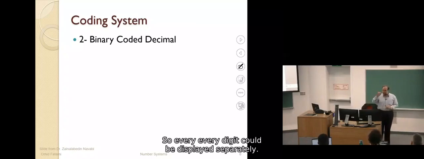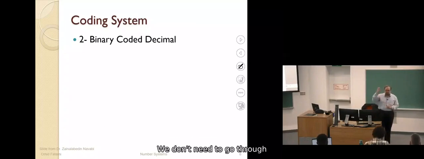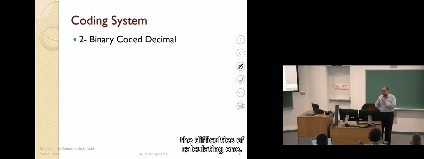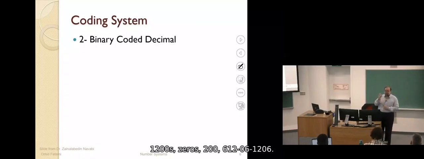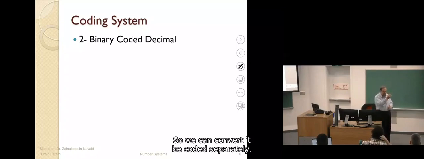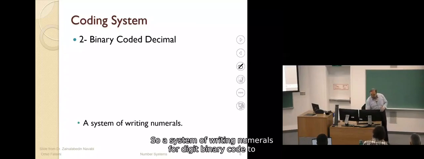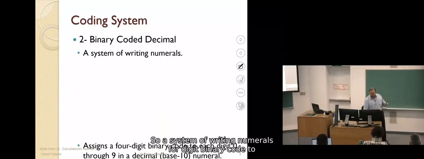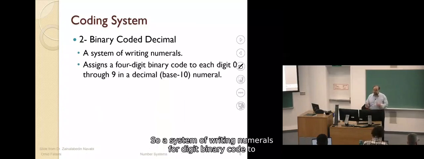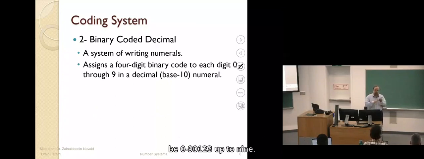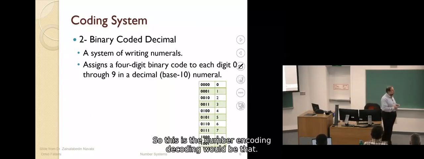So every digit could be displayed separately, and we don't need to go through the difficulties of calculating 1,206. Just 1206. We want 1206. So we code it separately. It is a system of writing numerals with a 4-digit binary code for each digit, and the digits in decimal would be from 0 to 9. 0, 1, 2, 3 to 9. So this is the coding.